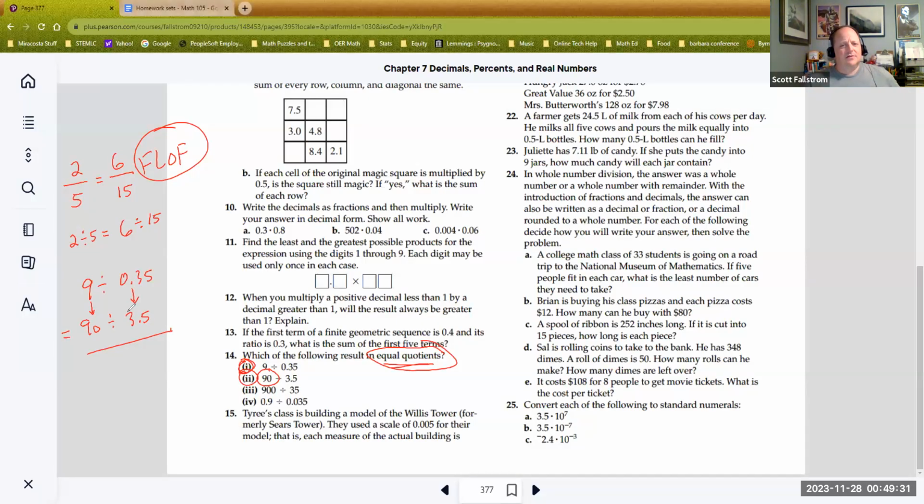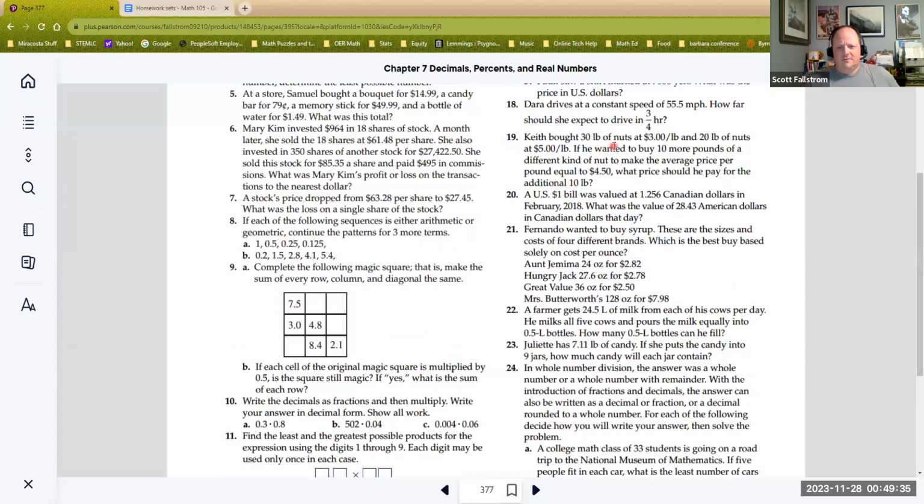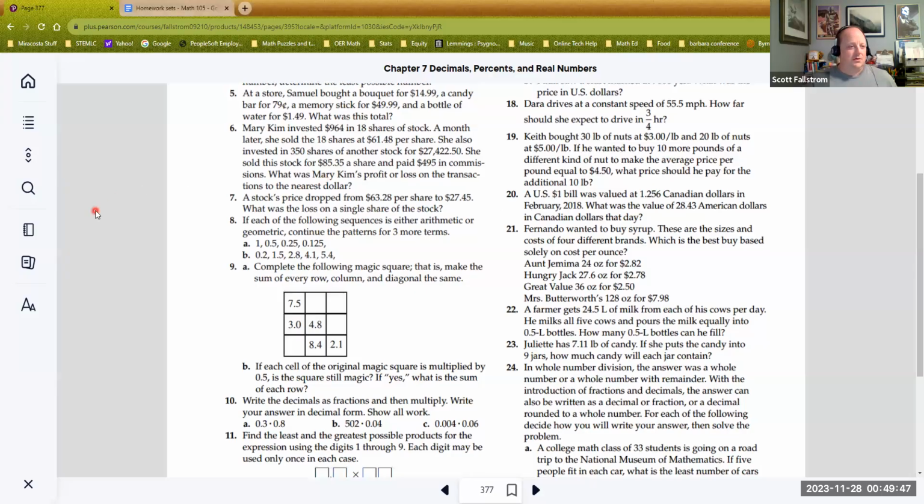So let's clear the drawings and head up to question 19. Keith bought 30 pounds of nuts at $3 a pound, 20 pounds of nuts at $5 a pound. He wanted to buy 10 more pounds to make the average price per pound equal to $4.50. All right.